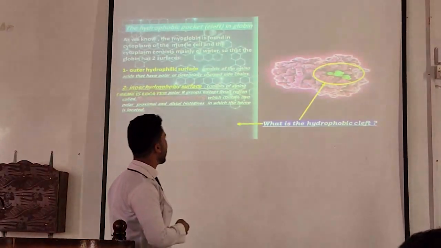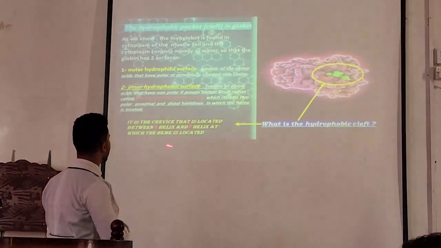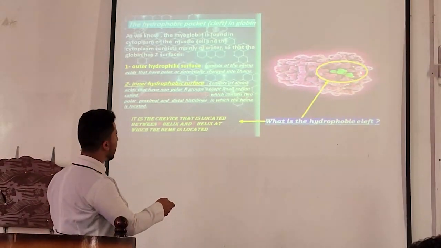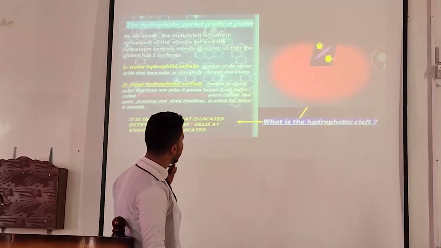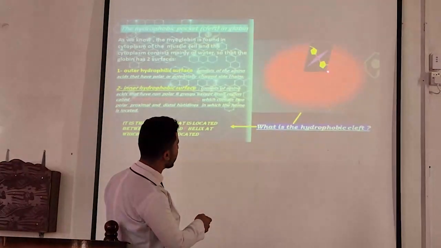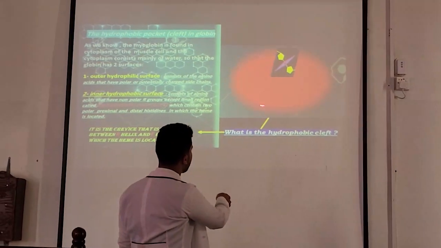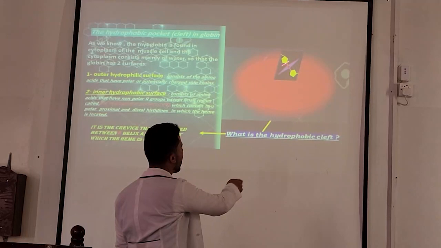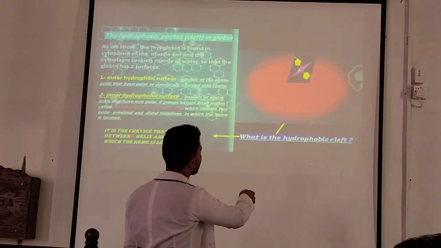So what is the hydrophobic cleft? This is the definition of the hydrophobic cleft. It is a crevice located between the E alpha helix and the F alpha helix, at which the heme is located. This is another picture for clarity. This is the hydrophobic cleft, and this is the myoglobin. This is the proximal histidine, and this is the distal histidine. This is the heme ring, and in the center of the heme ring there is a ferrous iron.